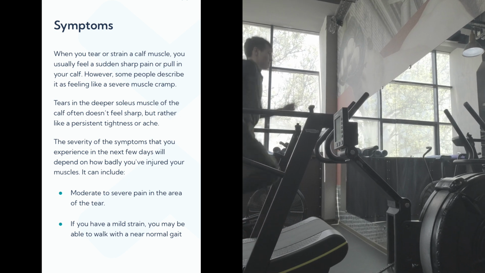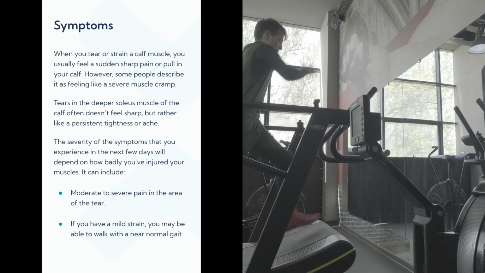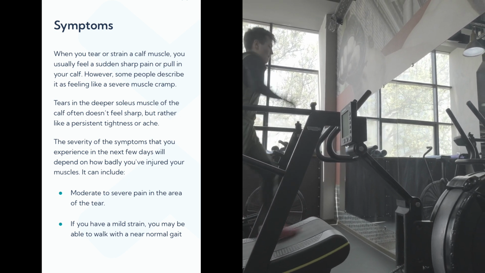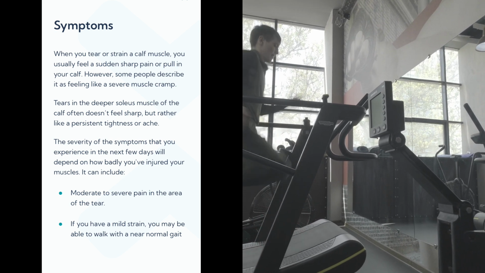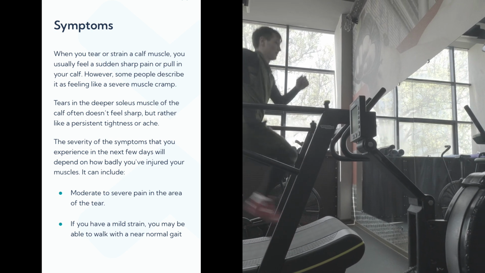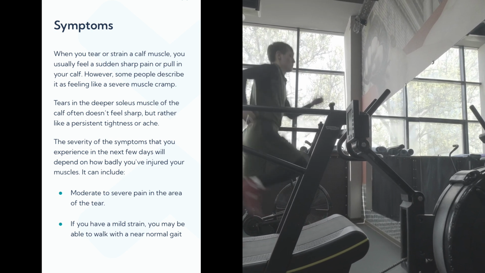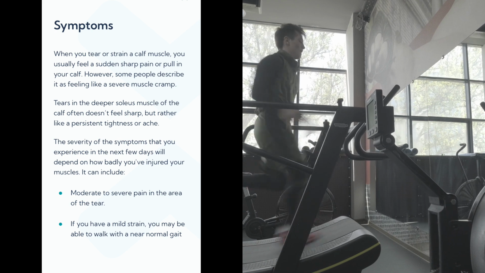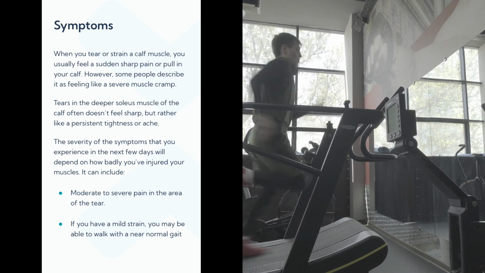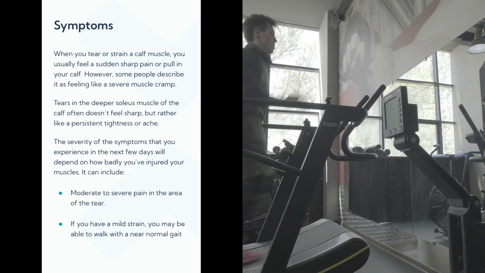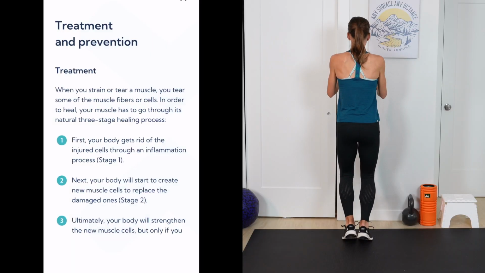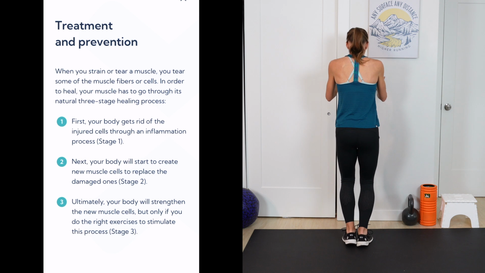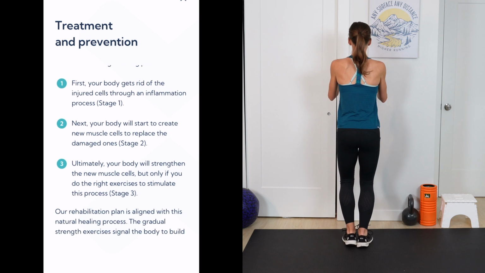So, a calf strain or tear can affect either the gastrocnemius or soleus or both. It happens when you overload the muscles either through a forceful contraction, like sprinting or jumping, or by suddenly overstretching it. The injury can vary in severity from a minor muscle pull or strain, grade 1, where you only tear a few muscle fibers, to a complete muscle tear, grade 3, where you tear 80% or more of the muscle fibers.